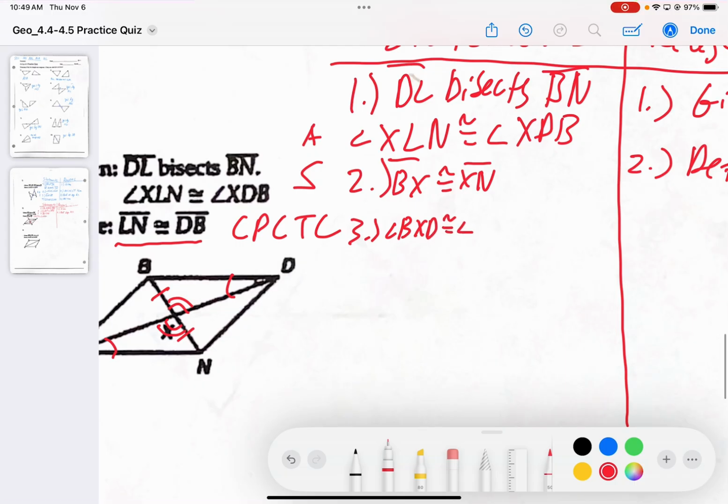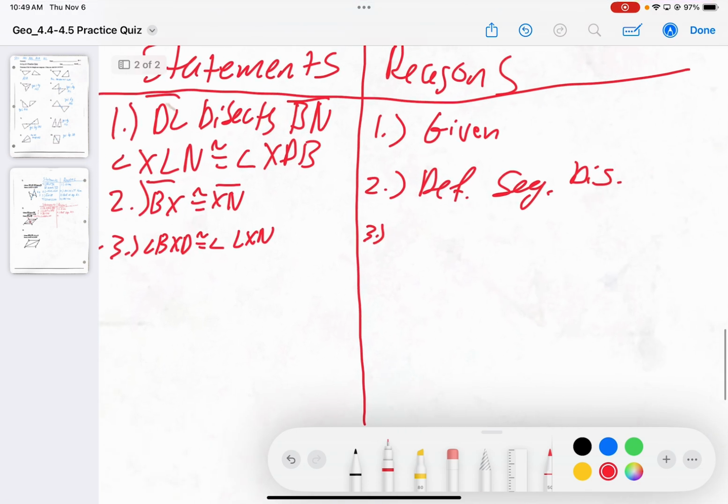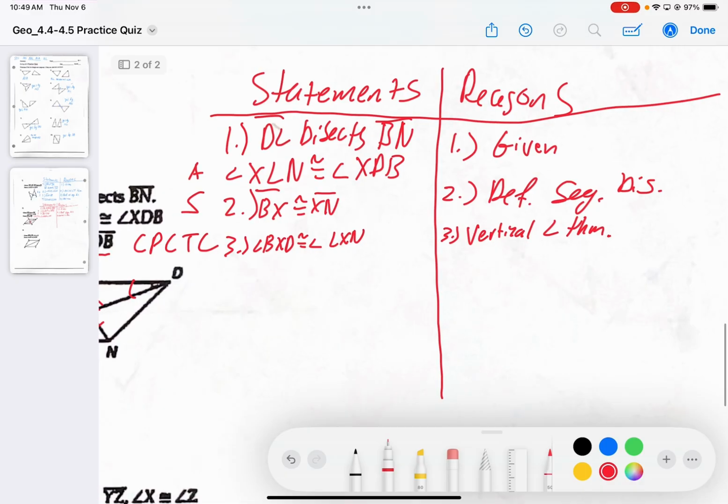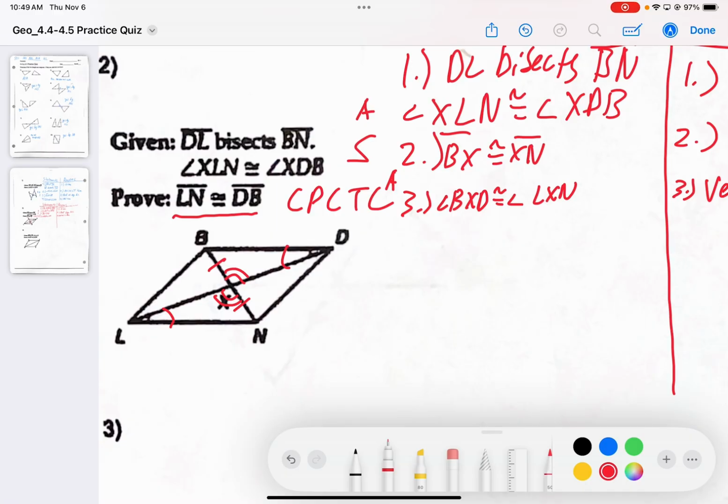is congruent to angle LXN. And then the reason for that would be VAT, vertical angle theorem. I've done the things. I've shown two angles and a side. Question, which way would I prove the triangles congruent? Angle, side, angle, or angle, angle, side?